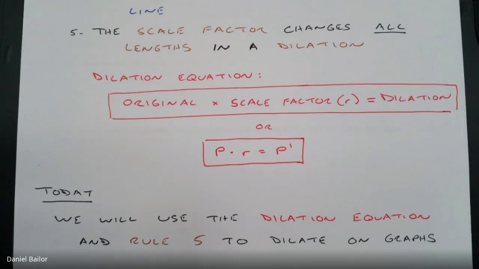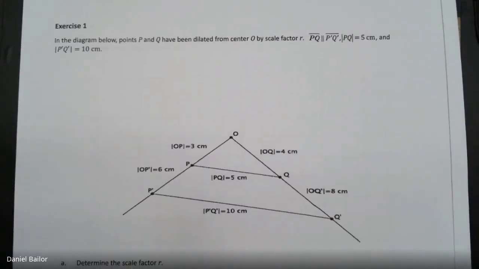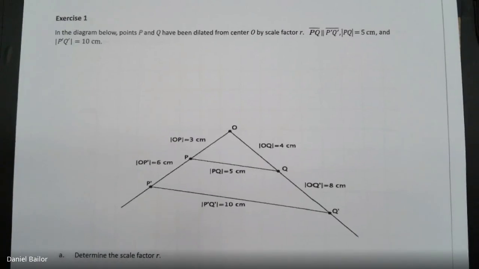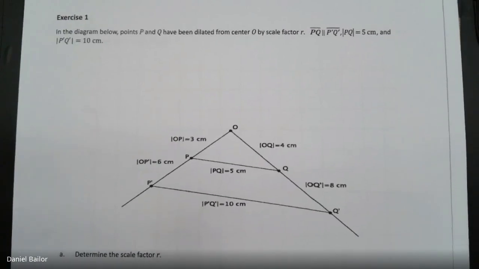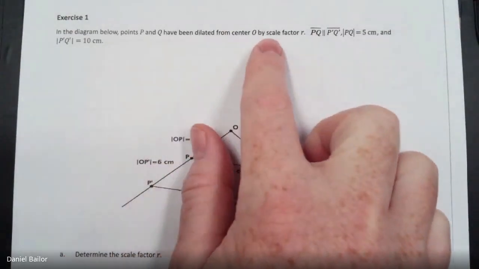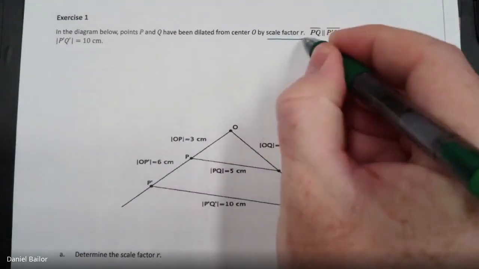Okay, so hopefully you checked your notes and they are complete and you're ready to work. So let's leave the note page and let's go to page 49, which has exercise 1 on it. Exercise 1 is a line that's been dilated from center O. So it says points P and Q have been dilated from center O by scale factor R.